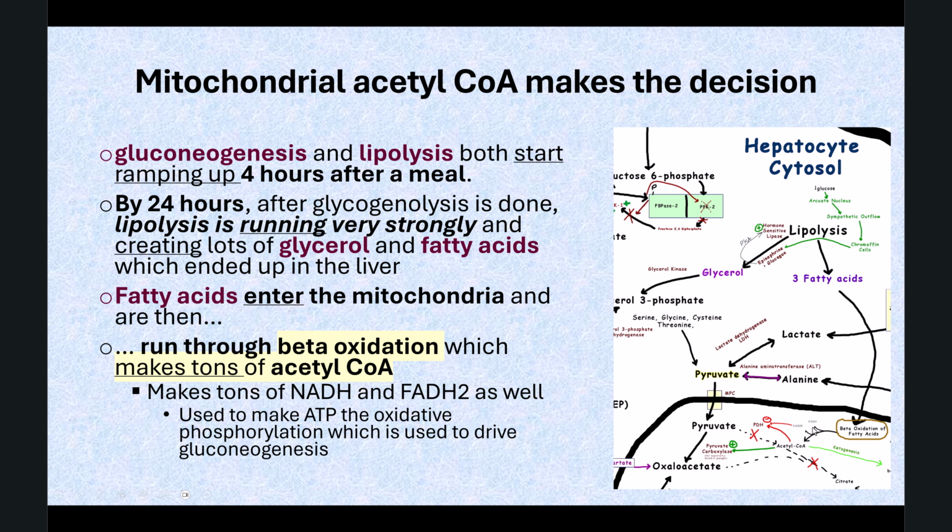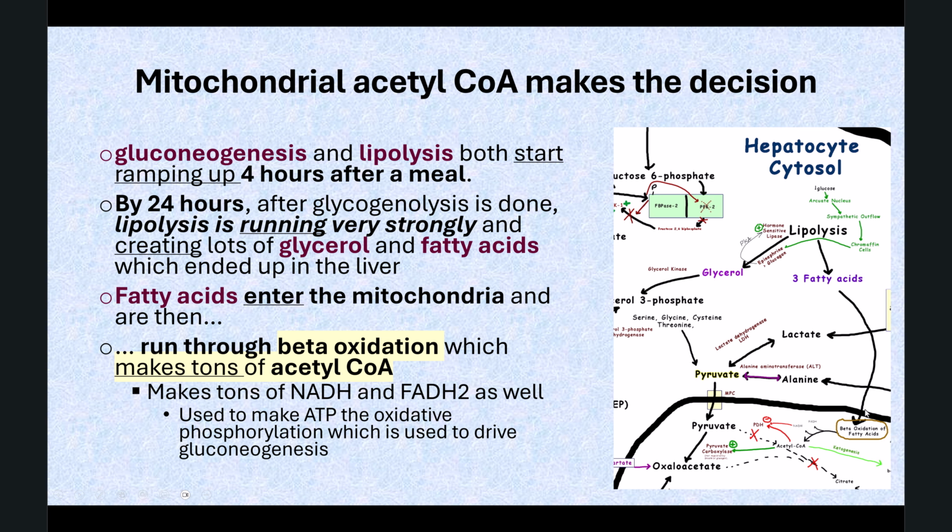So those can actually go into the electron transport chain and drive it to make ATP. That's where the energy comes from to drive this gluconeogenesis process. But that's a side note. The key is that lipolysis is ramping up with gluconeogenesis. Lipolysis is making fatty acids and glycerol.